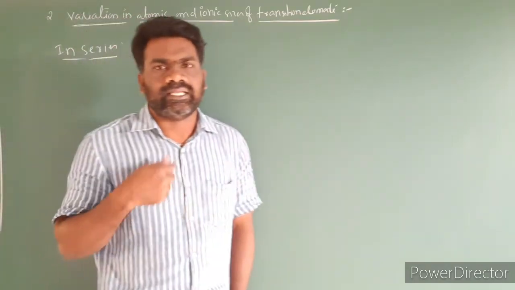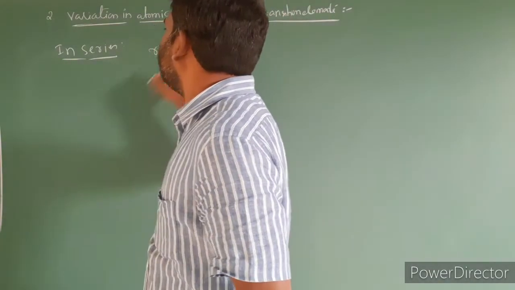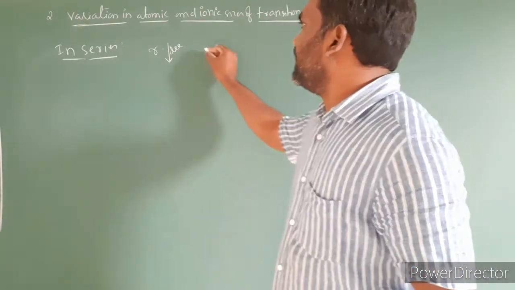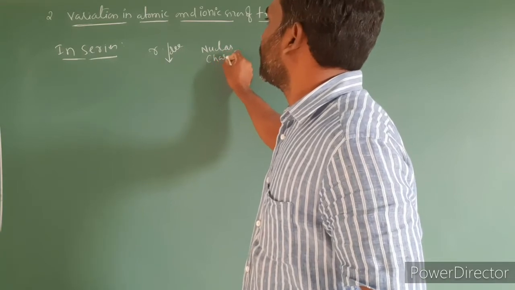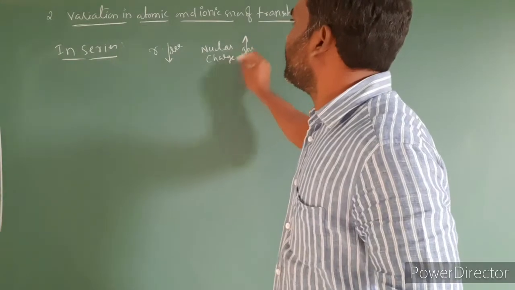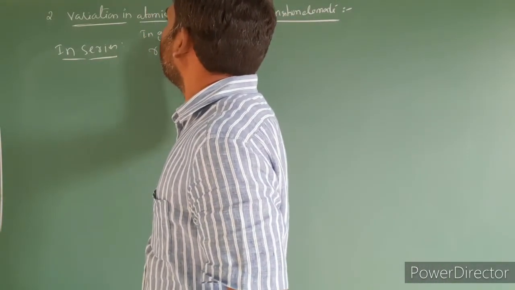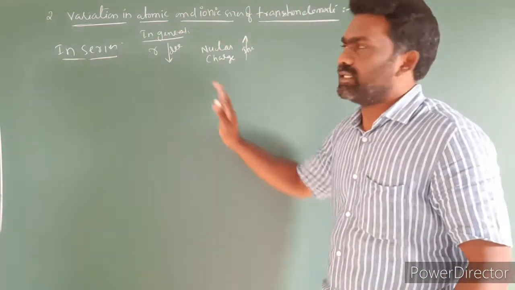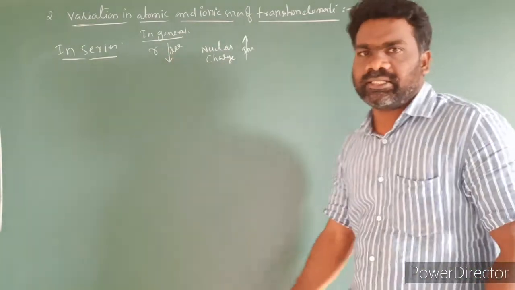This is in general for atomic and ionic sizes. So atomic sizes and ionic sizes decrease. Simply, the radius decreases with increasing nuclear charge. This is in general, but it is not always true. In general, atomic size or ionic radius decreases as nuclear charge increases.